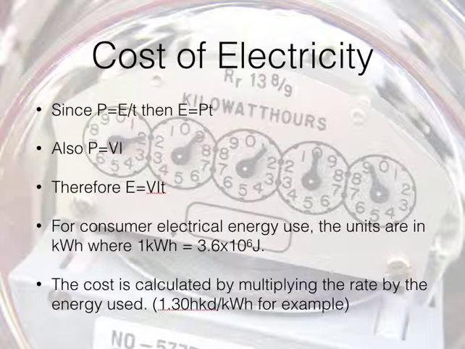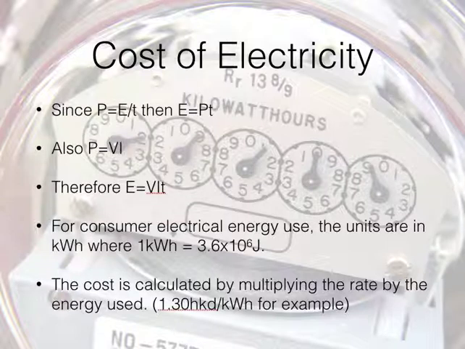So we know that power is equal to work over time, or energy over time, if you want to be lazy about it. And so energy equals power times time. We also know that power is potential difference times current. So if you put those equations together, you get that energy is equal to current times potential difference times time. Now, what kind of units would that give you? Well, it gives you joules, but for our case here, we're going to look at it as power times time.